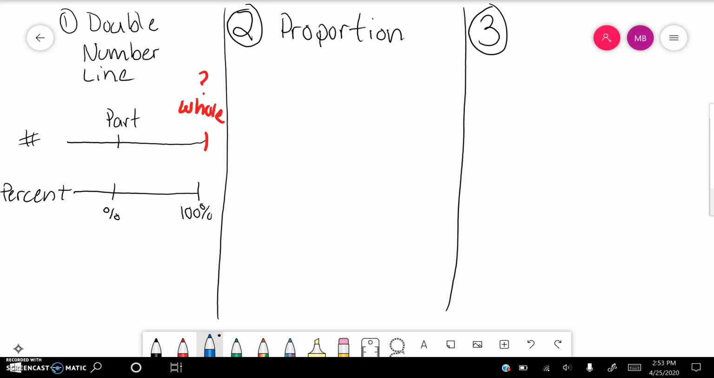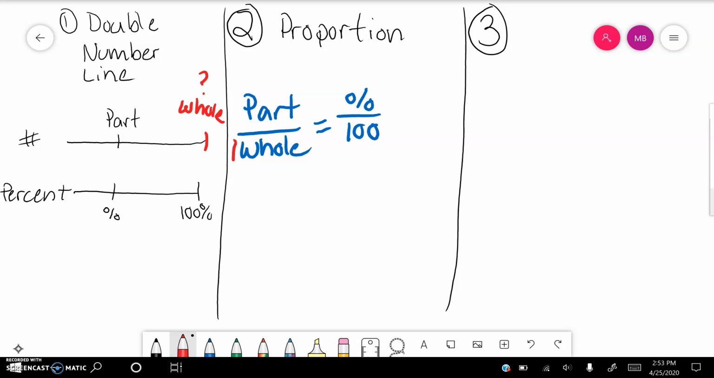Next, you can also use a proportion. So we know that our proportion is part divided by whole is equal to the percent out of 100. So we are looking for this number. We're looking for the whole amount, and you are going to have a number for the part and for the percent. Now, in order to calculate the whole, we're going to do the same thing as when we use the proportion at other times.